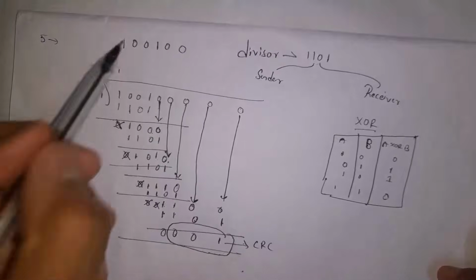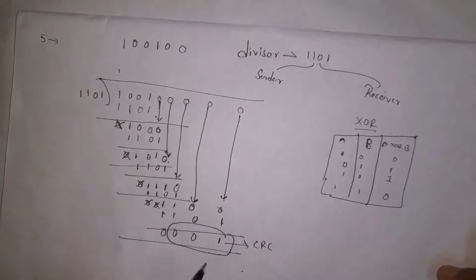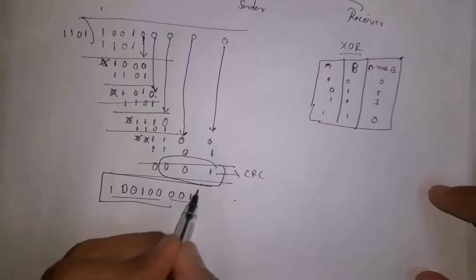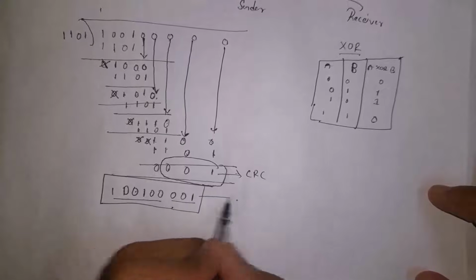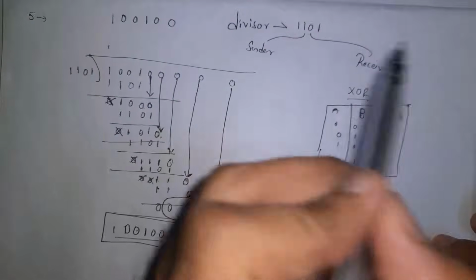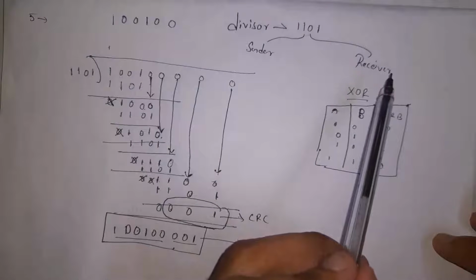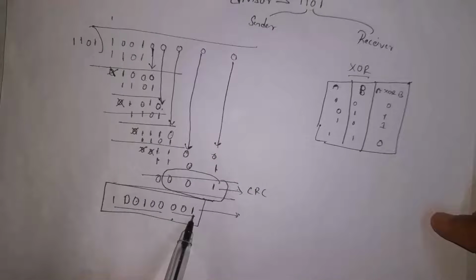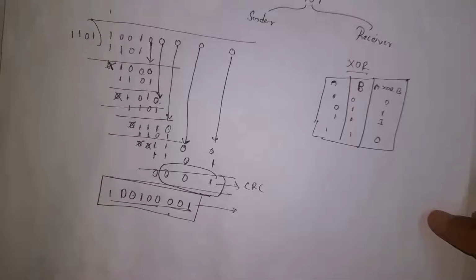Now our data as well as the CRC code are combined and then transferred to the receiver. I already said before, this divisor is known to both the sender and the receiver, and the receiver will perform the XOR operation by using this divisor. So the receiver performs the XOR operation for this complete data including the CRC code.